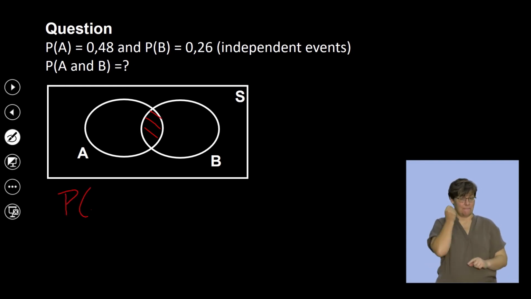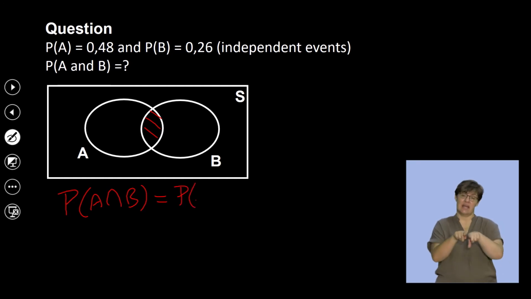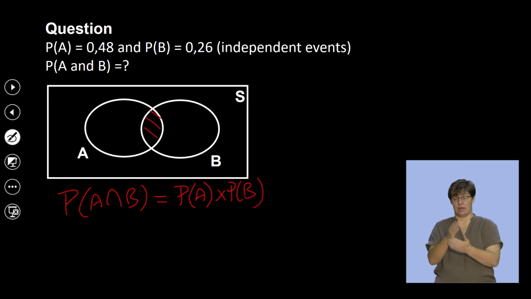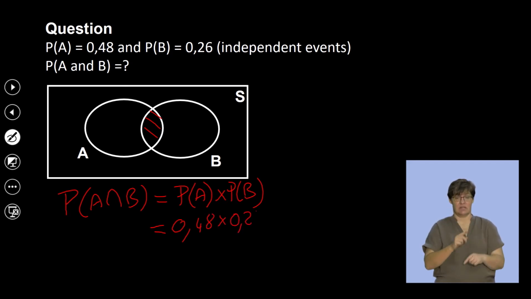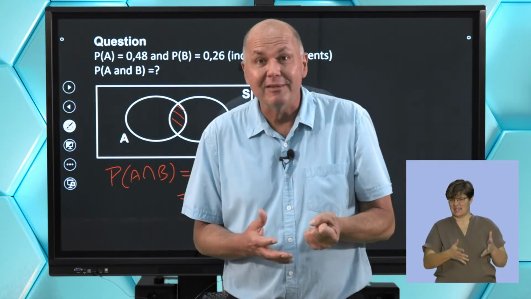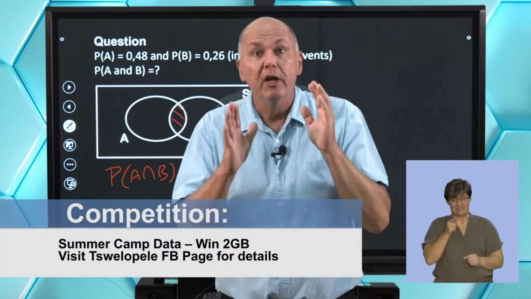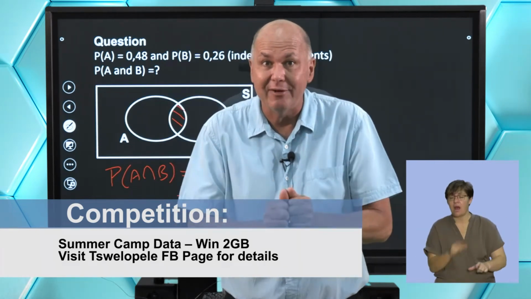We're going to say the intersection of A and B is equal to the probability of A multiplied by the probability of B, which is equal to 0.48 multiplied by 0.26. Guys, I'm sure you can get your calculators out and check that you've got that. That's what we would do for independent events. I think it's time to take a little break. After the break, we're going to explore some more Venn diagrams.